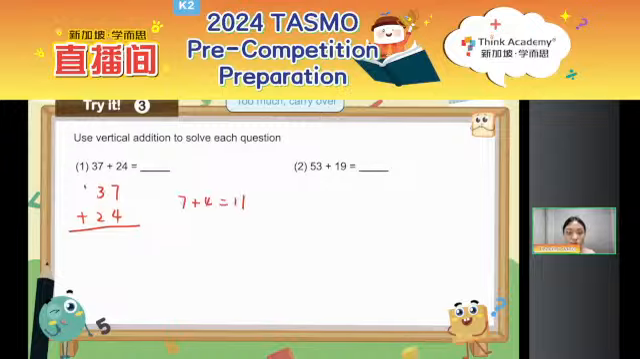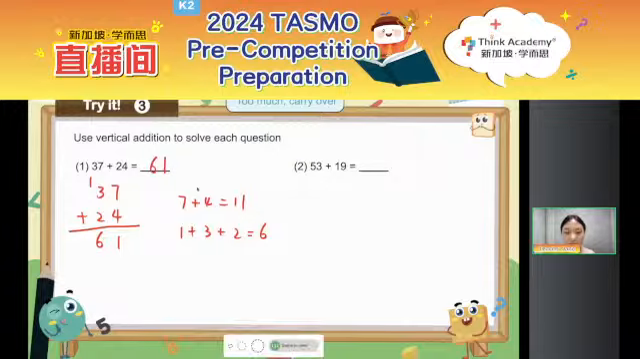So we can carry over 10 ones into 1 ten. So we label it here so that the ones digit still has how many left? 1, right? So as for the tens place, we do 1 plus 3 plus 2 equals 6, so that we can get our final answer here will be 61. Perfect. Then how about this one on the right, the question on the right?